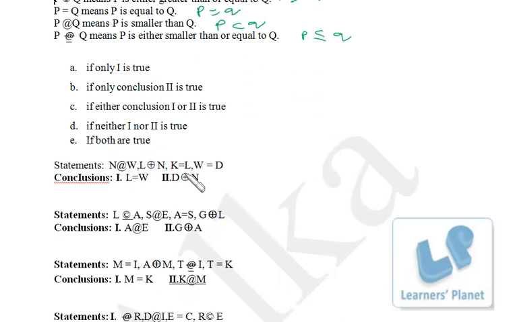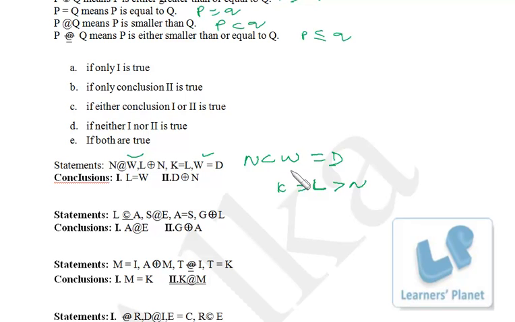First of all, rewrite the statement using mathematical expressions. N at the rate W, that means N is less than W. L plus N, that means L is greater than N, and W is equal to D. So I just introduce D over here. W is equal to D. This is done. Then K is equal to L, and L plus N, that means L is greater than N.